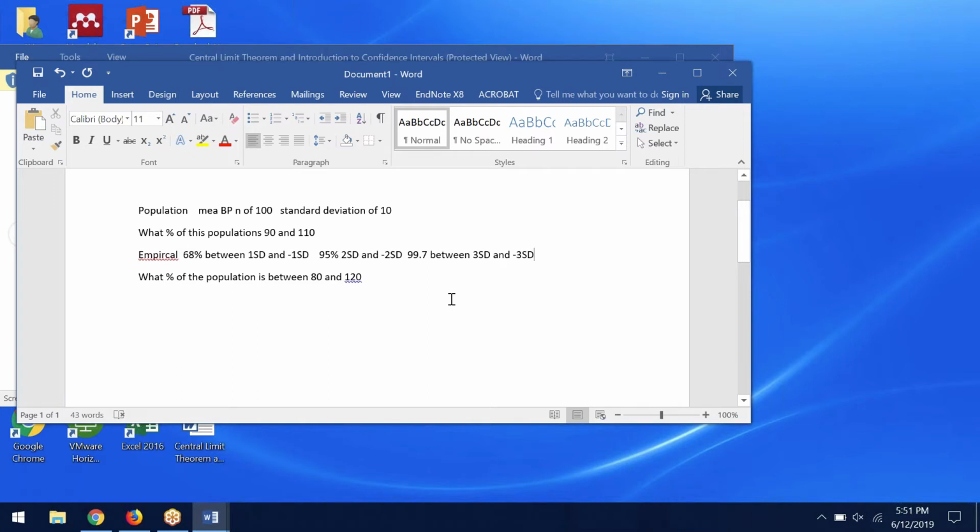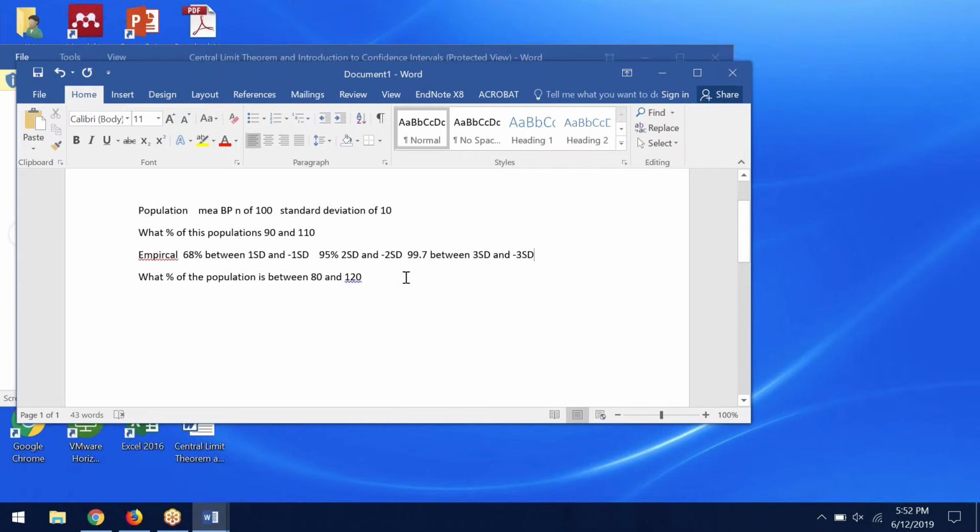The other way you could look at this is that if I asked you, what's the probability that if you picked a random person out of this population, their blood pressure would be between 90 and 110? And the answer would be, since 68% of the population is between those two numbers, the probability would be 0.68 or 68% that you would choose a person in that range.